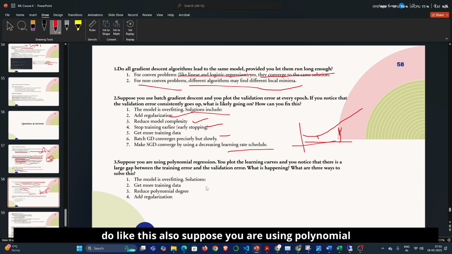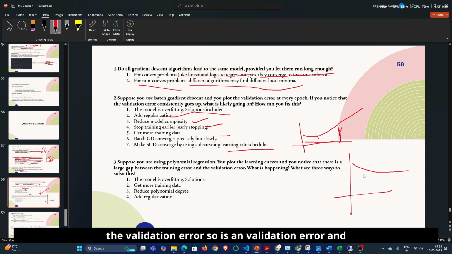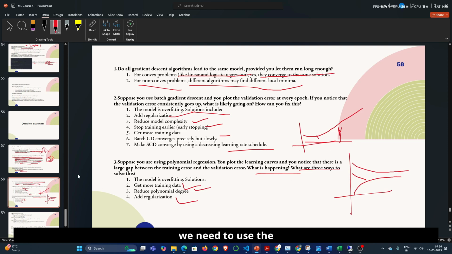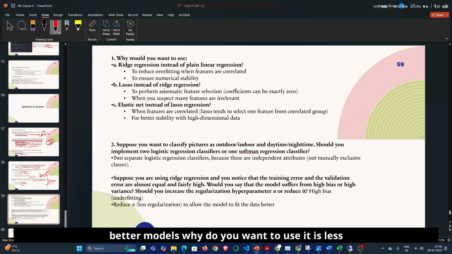Suppose you are using polynomial regression, you plot the learning curves, and you notice that there is a large gap between the training error and the validation error. So there is a validation error and this is our training error. What is happening? What are three ways to solve this? Number one, the model is overfitting. Then we can get more training data, reduce the polynomial degree, and add regularization. If it is underfitting, then we need to use a better model.